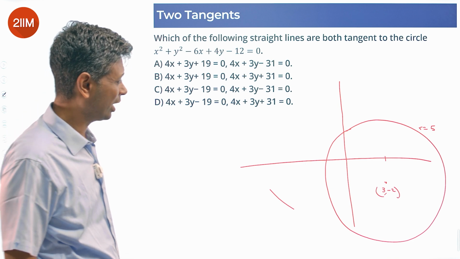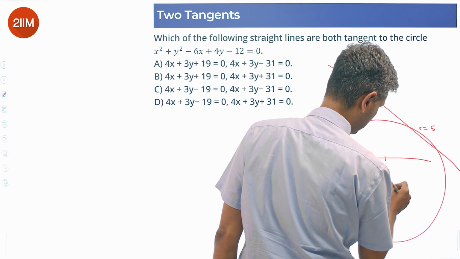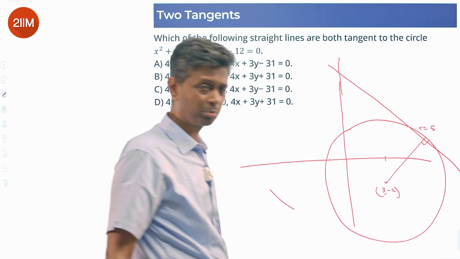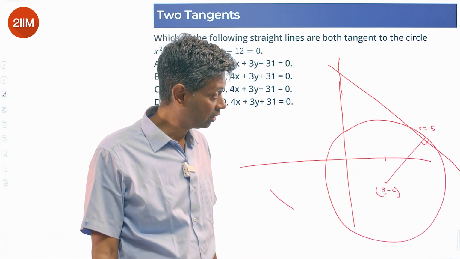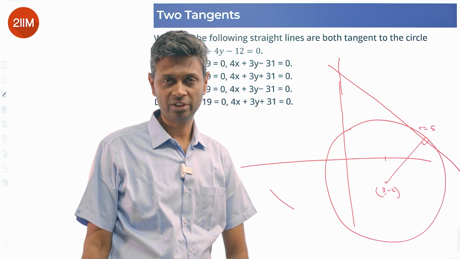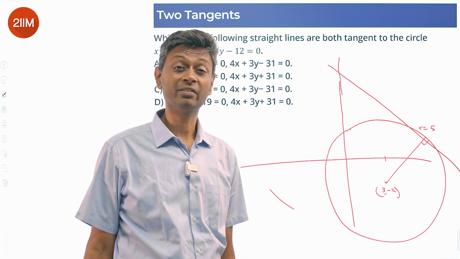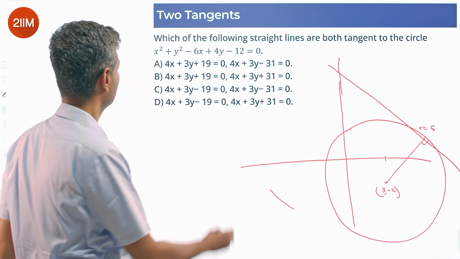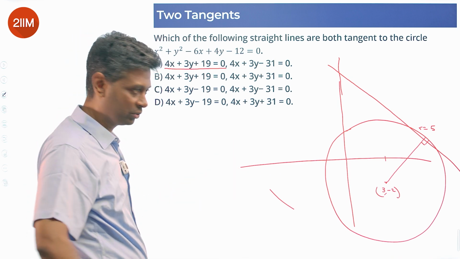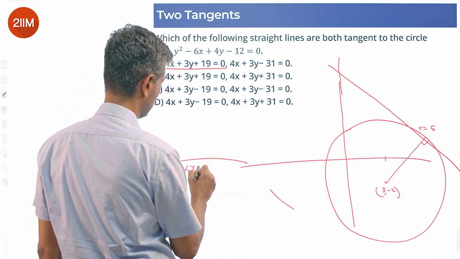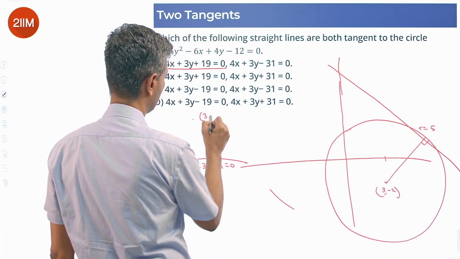How do I find this? Suppose hypothetically I assume a tangent line to be a line like this. Then this tangent is perpendicular to the radius. So from the center of the circle, if I draw a line to the point of tangency, that should be perpendicular to the tangent, and we can find the perpendicular distance. What am I going to do? I'm going to take 4x plus 3y plus 19 equal to 0 and find the distance from 3 comma minus 2.